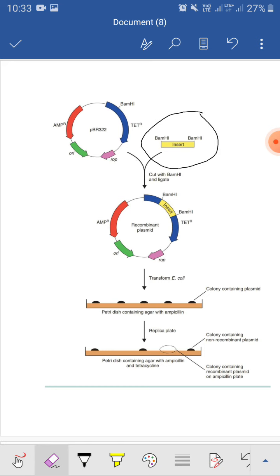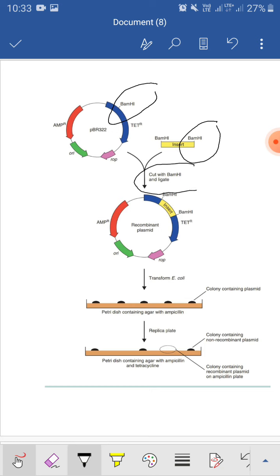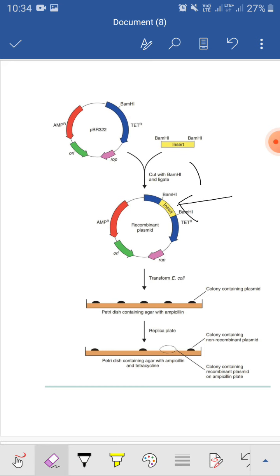First you have to cut both the gene of interest as well as the target site with the same restriction endonuclease. Here they cut the target DNA with BamHI, so that we can insert DNA within the BamHI site of the tetracycline resistance gene. In the second stage, cut with BamHI and then ligate within the tetracycline resistance gene. Here you can see, if we insert your gene of interest into the tetracycline resistance gene, then it will disrupt the gene function.